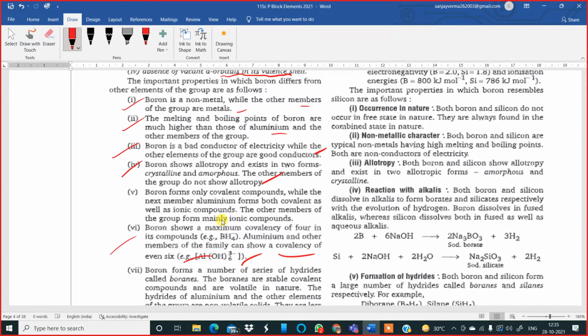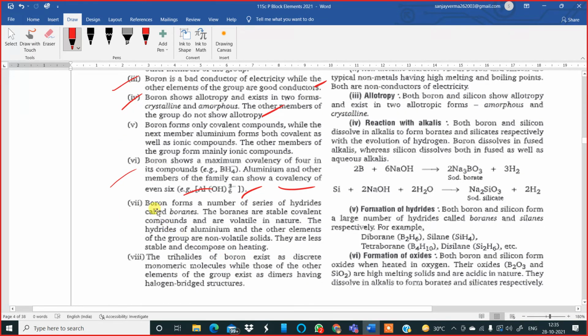Boron forms a number of series of hydrides, which I've already seen, called boranes. B2H6 is a very good example. The boranes are stable covalent compounds and are volatile in nature. The hydrides of aluminum and other elements of the group are non-volatile solids. They are less stable and decompose on heating. So you can underline this. Then number 8, we will leave it out.